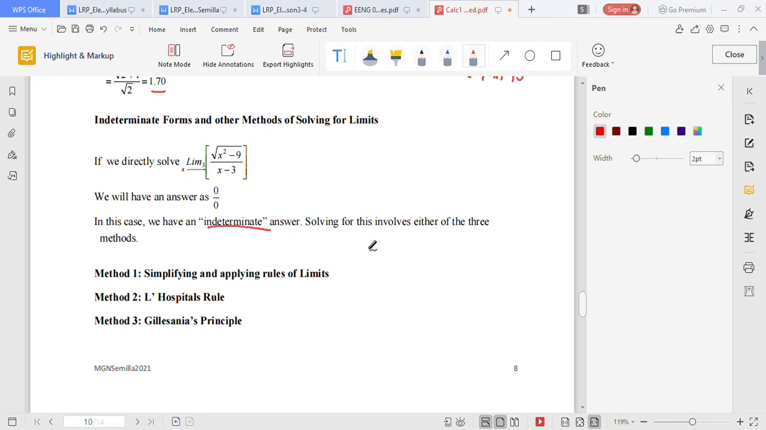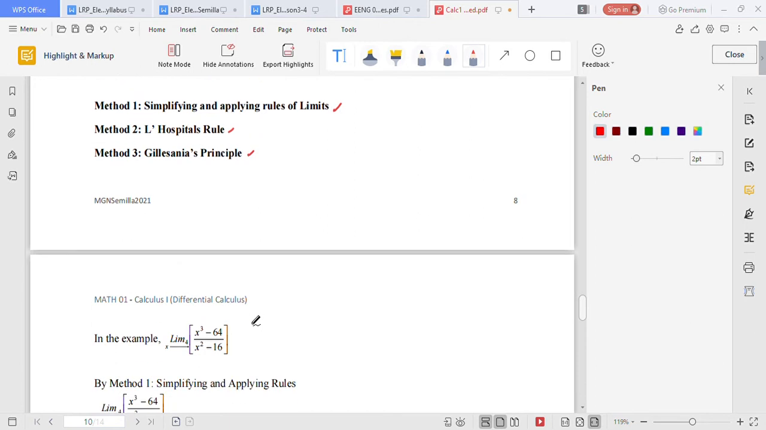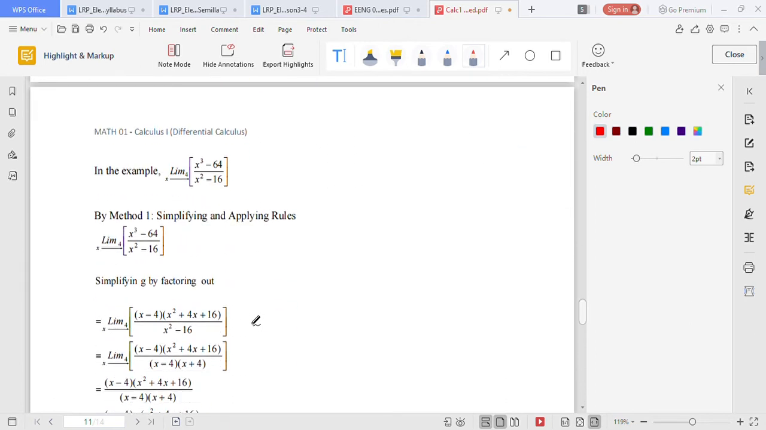So solving for this involves three methods. We can apply the rules of limits by simplifying first the given function, or we can apply the L'Hospital's rule, which will apply the knowledge on derivatives, or we can apply the Gilisania's principle. So, in the example, a limit of, say, x cubed minus 64 over x squared minus 16 as x approaches 4.